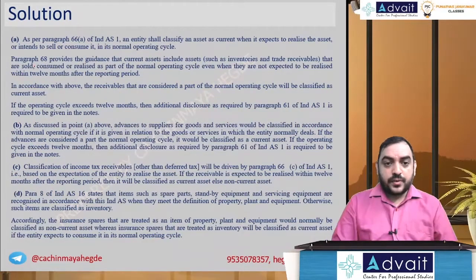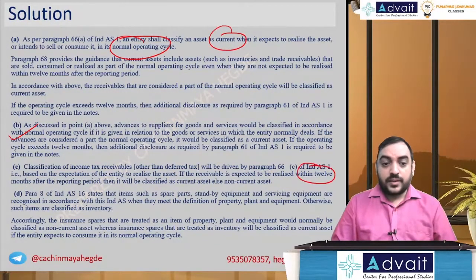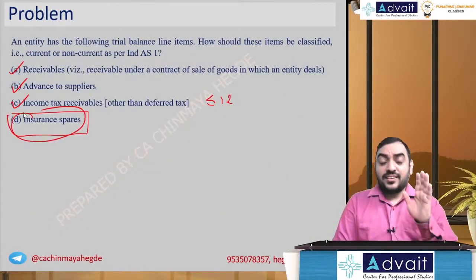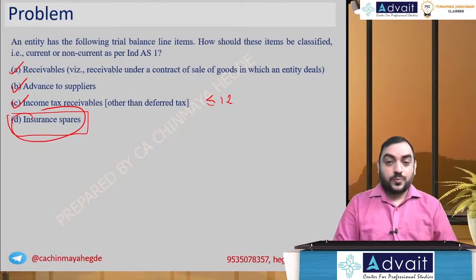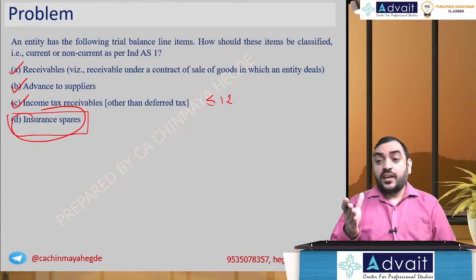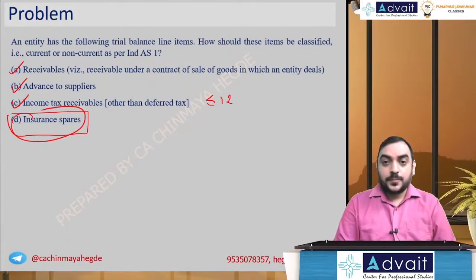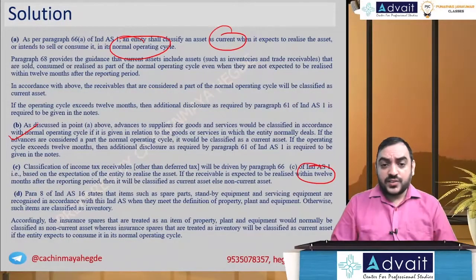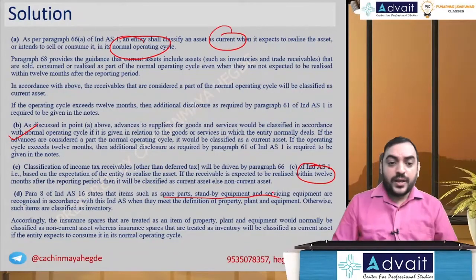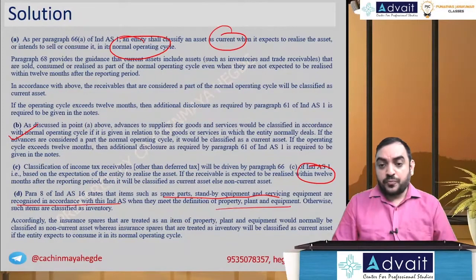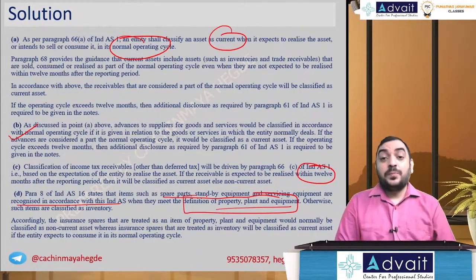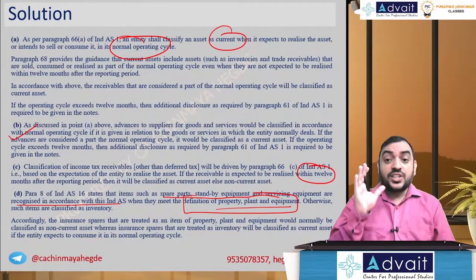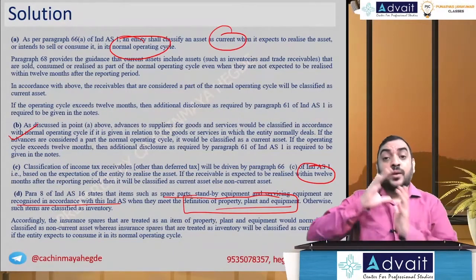So this classification of current depends on the normal operating cycle. The same thing applies for B also. For income tax, the operating cycle we don't apply. We apply the period of 12 months. Regarding insurance spares, you need to understand the application of Ind AS 16 as well as Ind AS 2. What the standard says is whether it is a standalone spare or has to be used in connection with other machineries. If it is used as a backup, if the spare parts are standby equipment, independent equipment, and recognized in accordance with this Ind AS, then the definition of PPE you have to apply. Whether as per the PPE definition it provides future economic benefits, and whether the cost can be measured reliably.